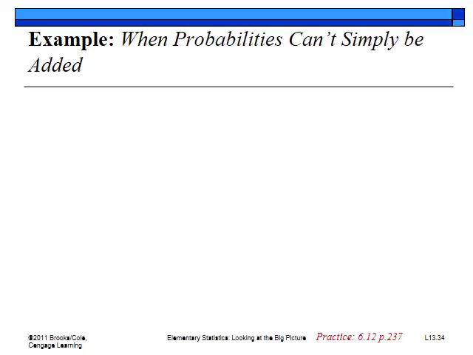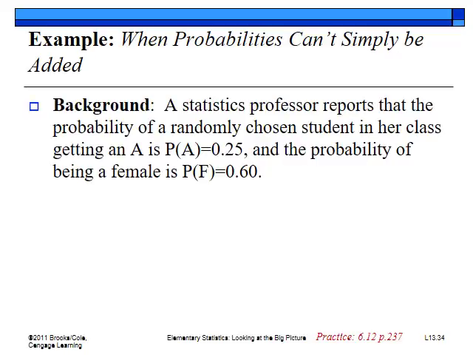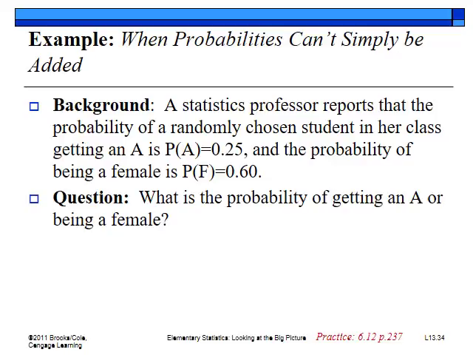However, in order to add probabilities, we have to make sure of one thing. Here, we have a similar situation. Again, the statistics professor reports that the probability of getting an A is 0.25, and the probability of a randomly chosen student being female is 0.6. What is the probability of getting an A or being a female? Well, here again, we can interpret the 0.25 as 25 out of 100, and the 0.6 as 60 out of 100.